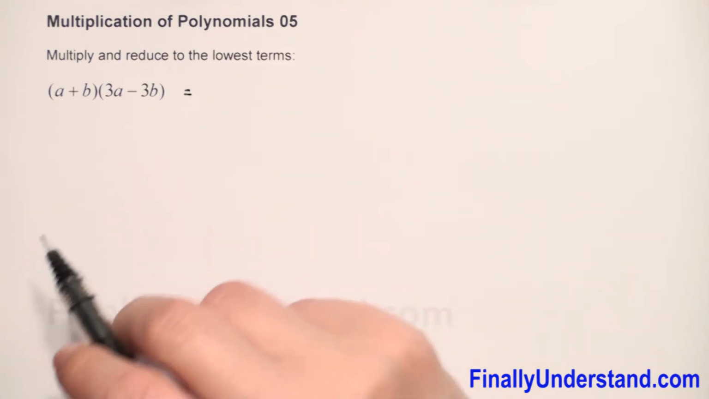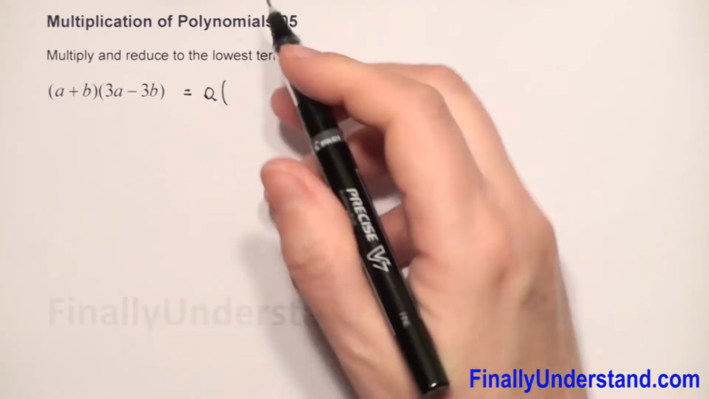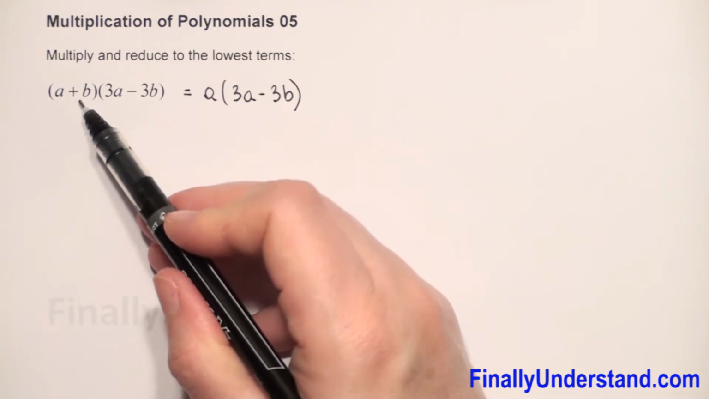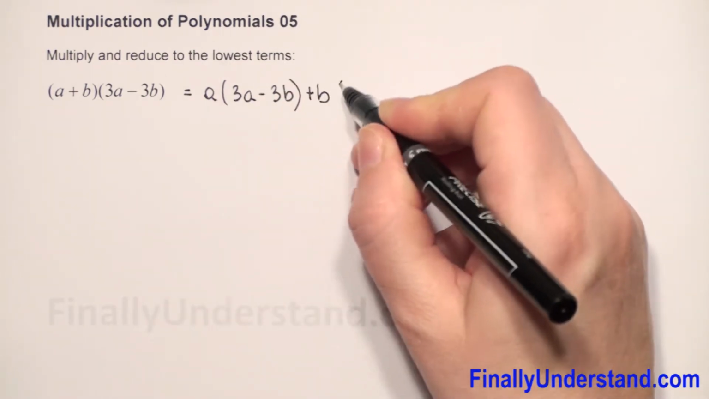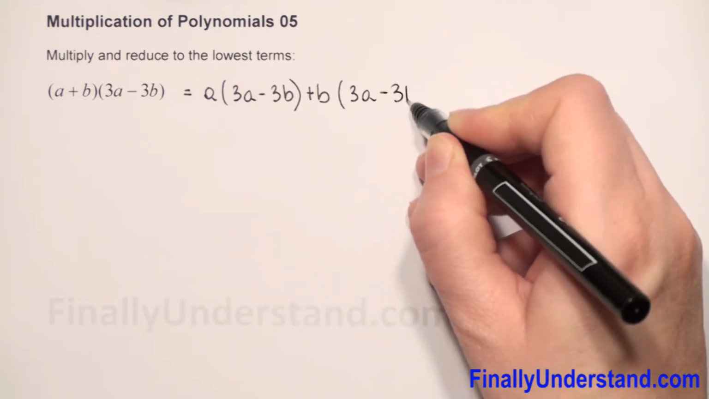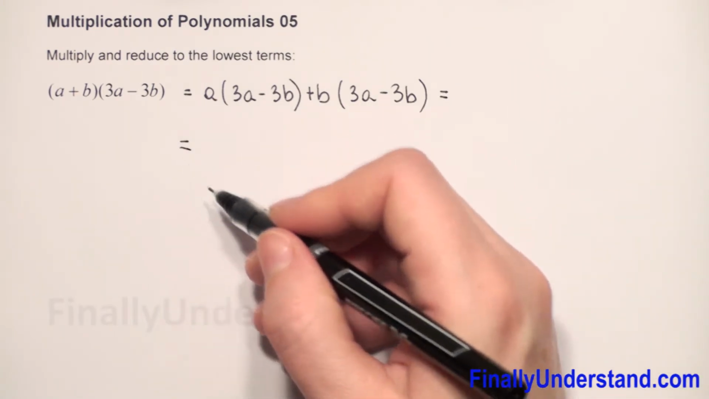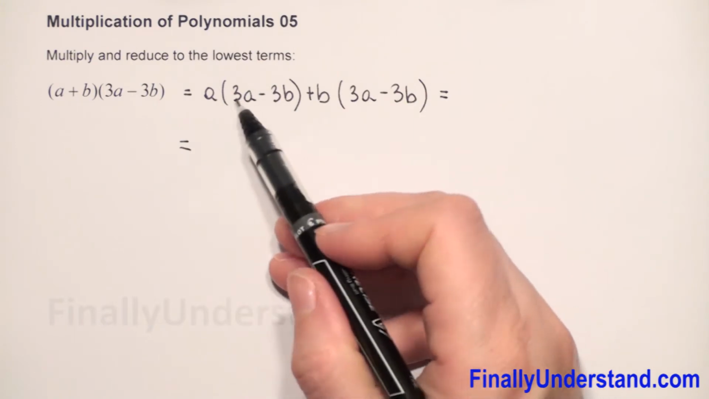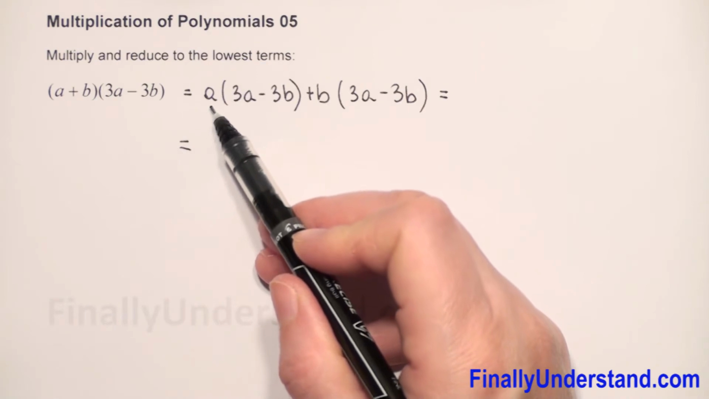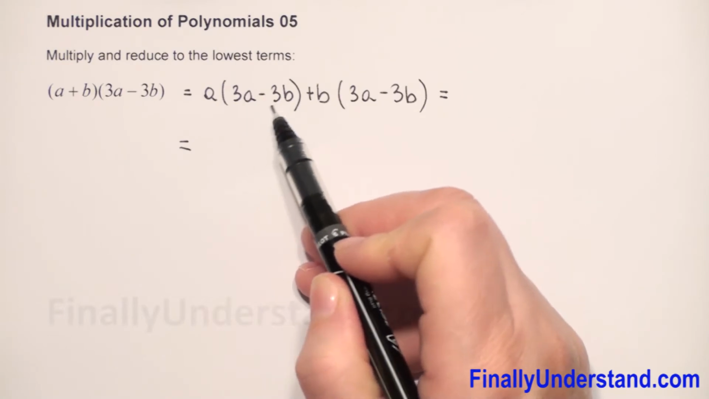So this is equal to a times the whole expression in parentheses, 3a minus 3b, and next we have positive b times the whole expression in parentheses, 3a minus 3b. And now we have to use the distributive law of multiplication, so we have to multiply every expression in the parentheses by a. We have to distribute a over each term in the binomial.